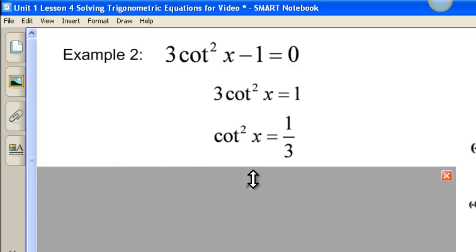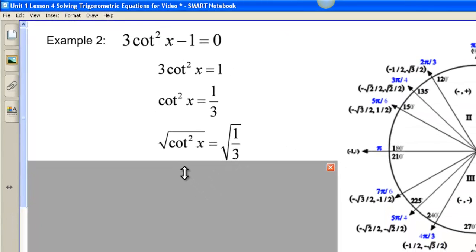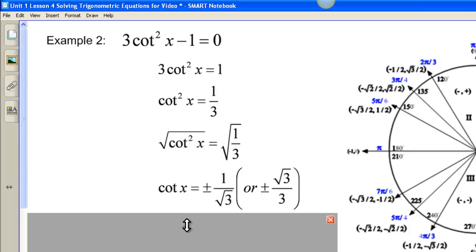So the extracting square roots comes in when I need to get the cotangent squared x to regular cotangent. So I'm going to go ahead and square root both sides. But remember, when you square root both sides, you have to account for all solutions. And so I end up with plus or minus 1 over root 3. Or you can rationalize it, but I'll show you how that's not necessary.